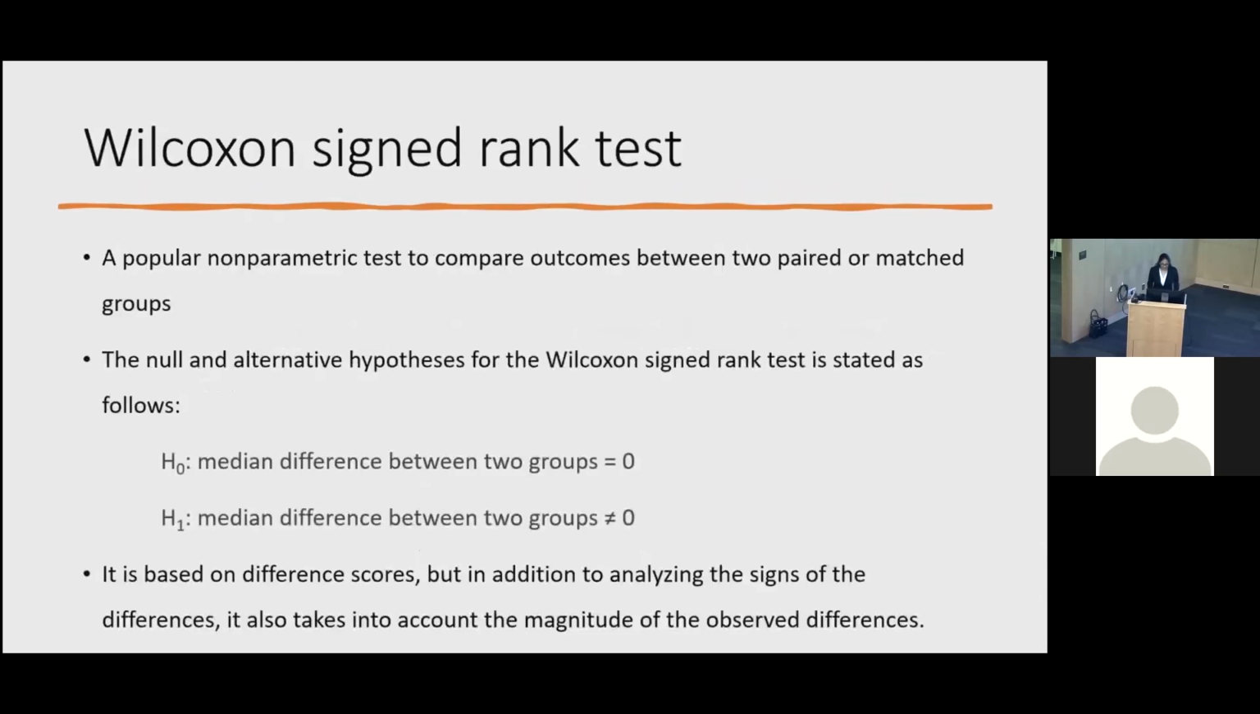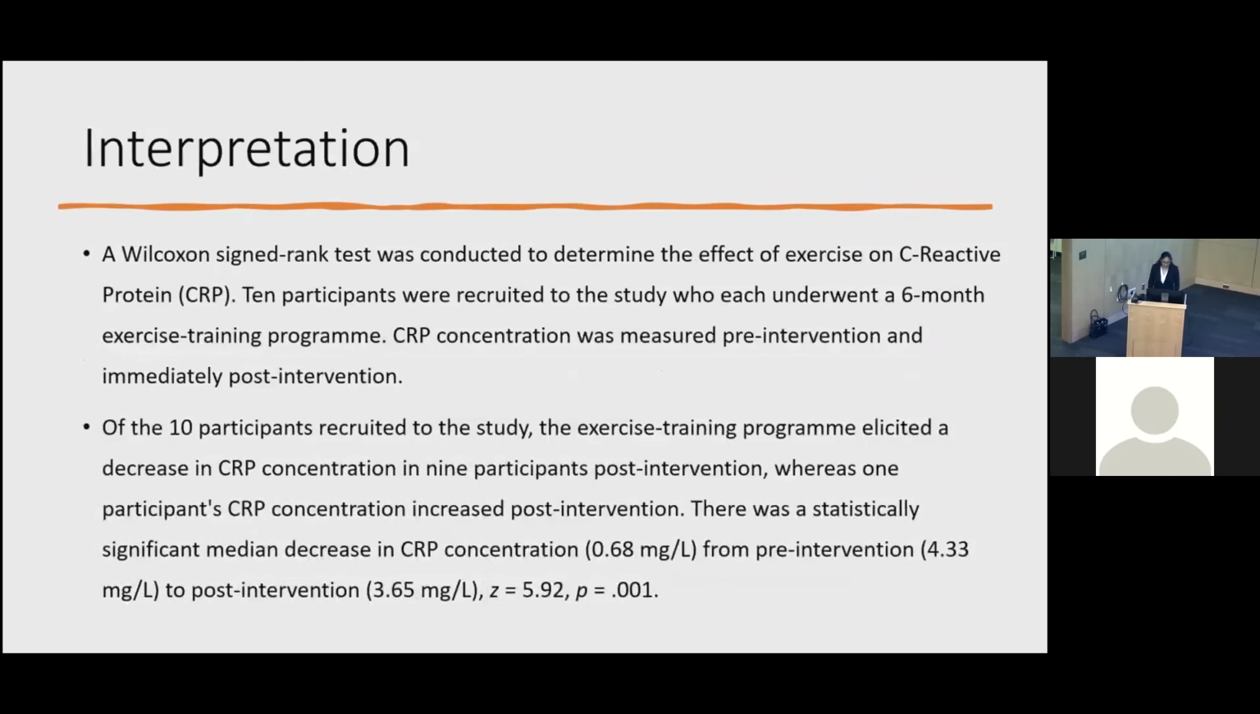The Wilcoxon signed rank test is another popular non-parametric alternative, and it is used to determine whether there is a median difference between paired or matched observations. This test can be considered a non-parametric alternative to the paired samples t-test. The Wilcoxon signed rank test tests the null hypothesis that the median difference between 2 related groups is 0 in the population, right? So this is the interpretation.